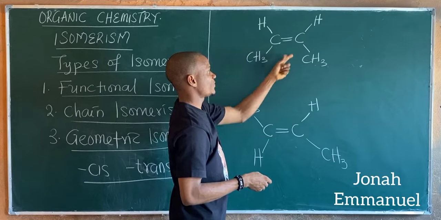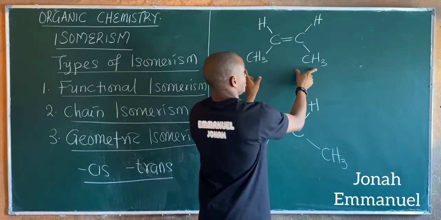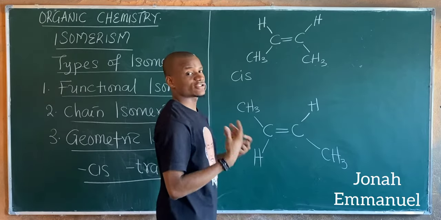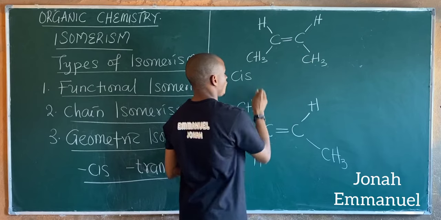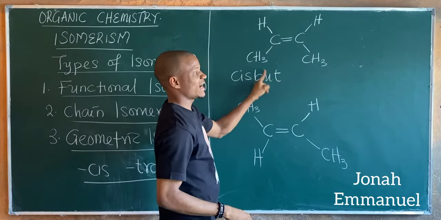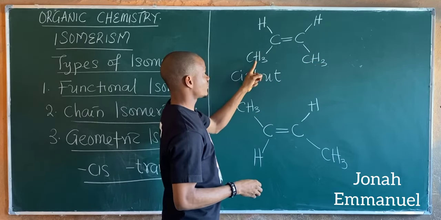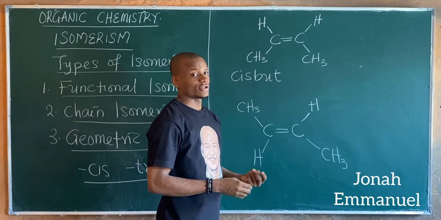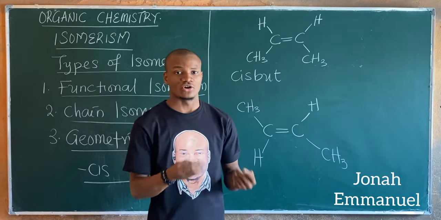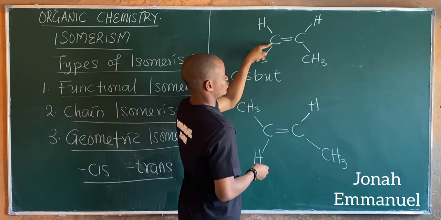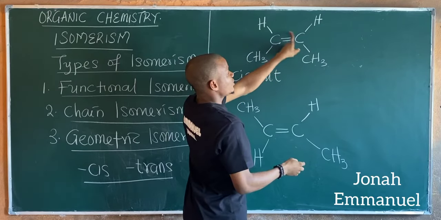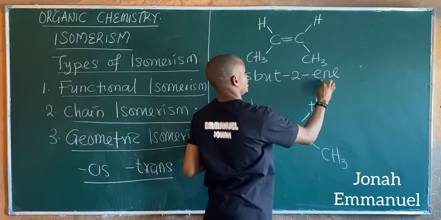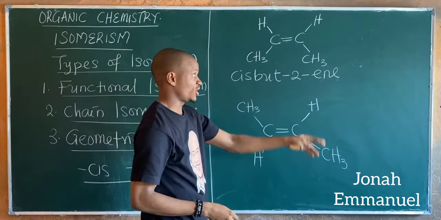So when you have a case where the alkyl groups are in the same plane, whether downwards or upwards, what you have here is a cis. So this is known as cis what? Count the longest continuous carbon chain: 1, 2, 3, 4. Four is but, so we call this but, because I have 4 carbon atoms. Next, this is an alkene because it has a double bond, and with alkenes it's necessary that you show the position of the double bond in your naming. If I count this way, this is carbon 1, 2, hence the double bond occurs at carbon 2. If I count this way, 1, 2, the double bond still occurs at carbon 2. So this becomes cis-but-2-ene. The ene is for alkene.